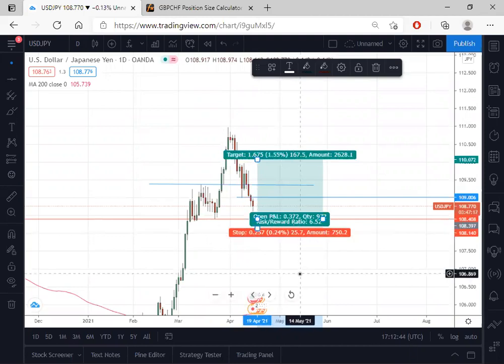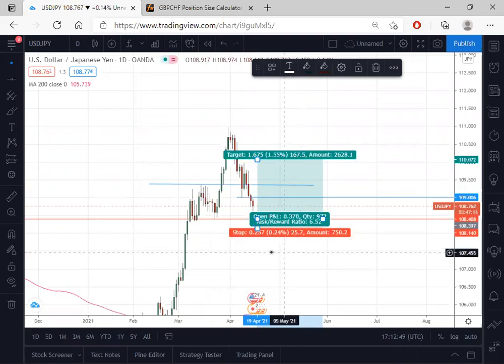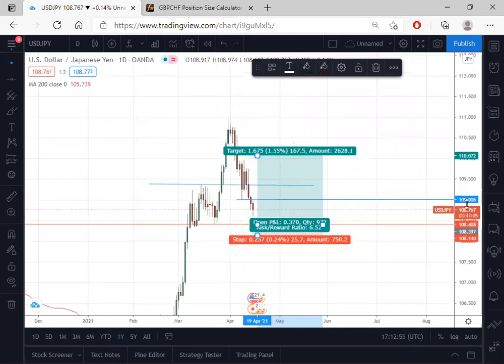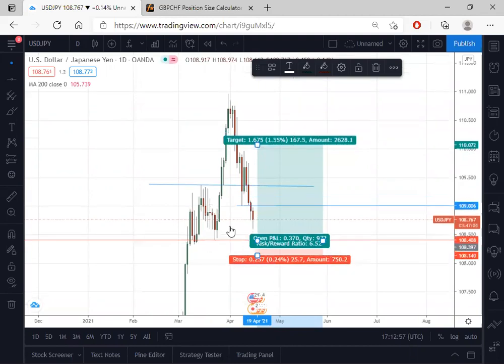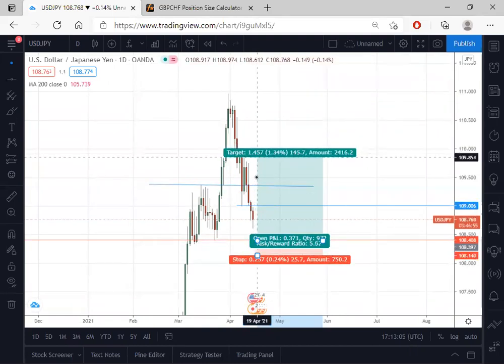There at 25 pips, we have the price at 108,140. And if we got stopped out, we're losing about 0.24%, like we initially measured from the get-go, and that would be an amount of $750 in this instance. And we'll pull down our take profit.